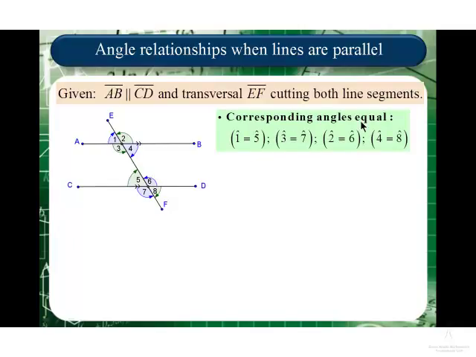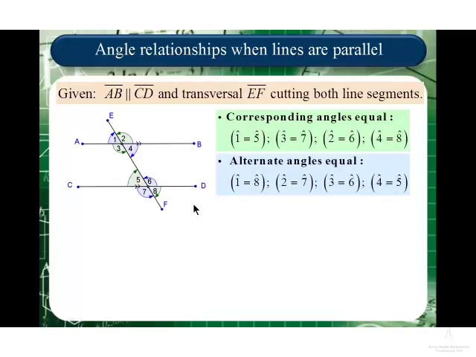Corresponding angles are equal. In other words, angles 1 and 5 will be the same, 3 and 7 will be the same, 2 and 6 will be the same, and angles 4 and 8 will be the same. These are the corresponding angles we defined in the previous slide. Similarly, alternate angles will also be equal.